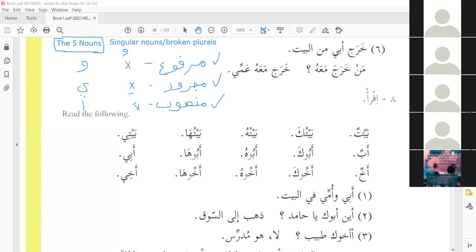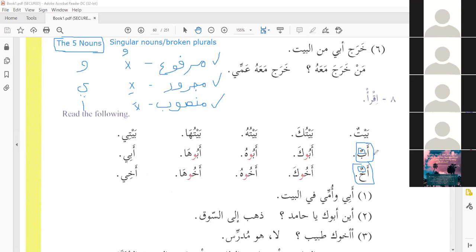So baytun is a normal noun, right? Let's see what happens to baytun when we attach a possessive pronoun to it. Baytun, baytuka, easy. Baytuhu, baytuha, bayti. Easy, normal, that's everything that we've learned so far. However, abun, father, and akhun, brother, are 2 of the 5 nouns. If they are not possessed, like here, abun, this is normal, dhammatan. But if we add a possessive pronoun to them, all of a sudden, things are going to change. We are going to show its grammar not with a dhamma, kasra, fatha, but with a letter, waw, ya, alif.